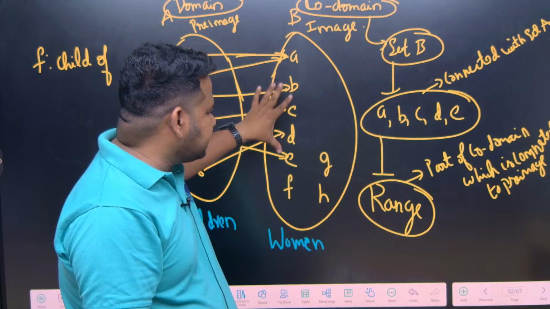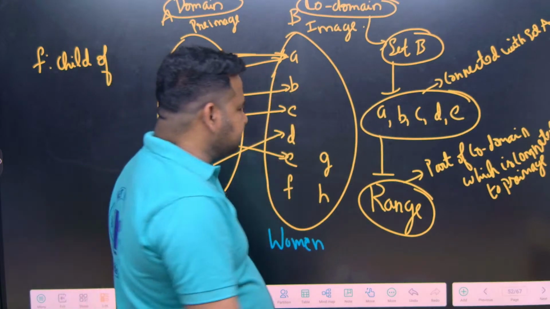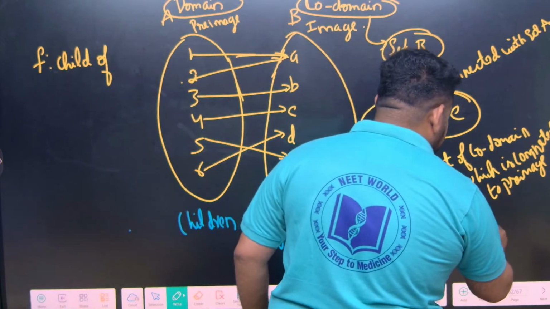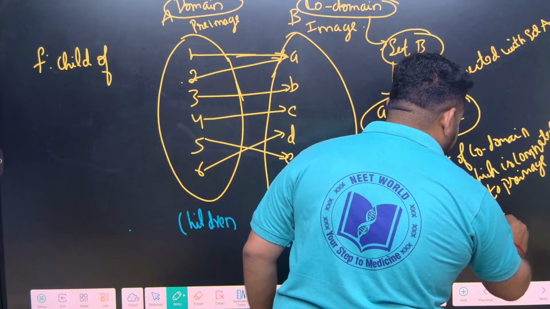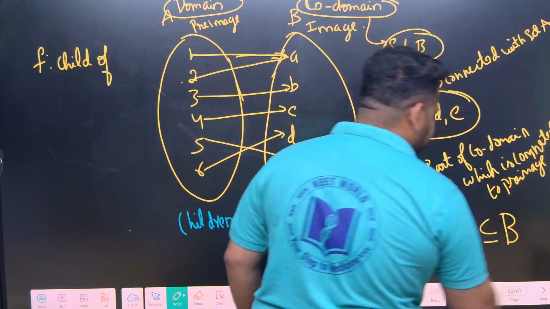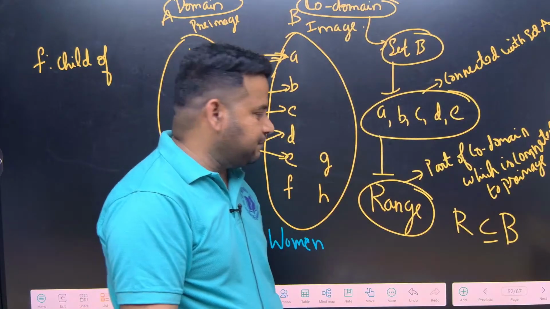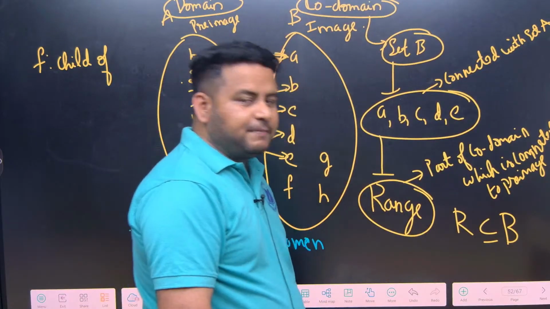In codomain, what are the elements that are connected? They are called as range. So we can say range is a subset of codomain. We represent range as R, and codomain we represent as capital B. Range is a subset of codomain, but I will not say proper subset.